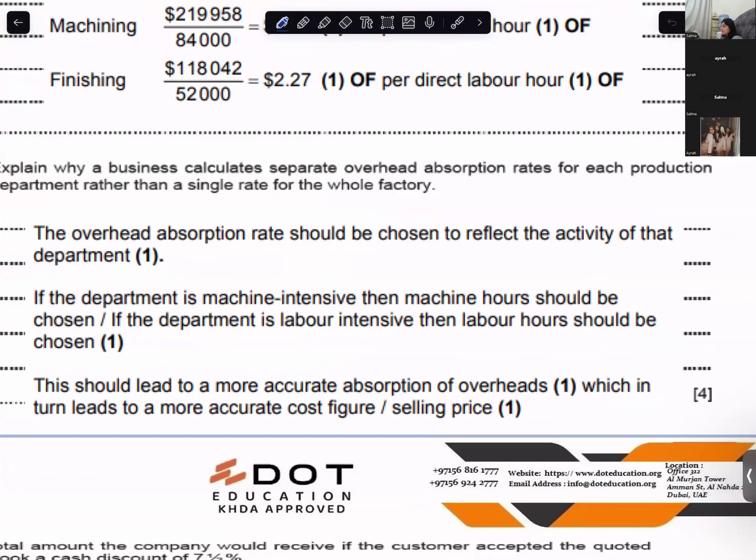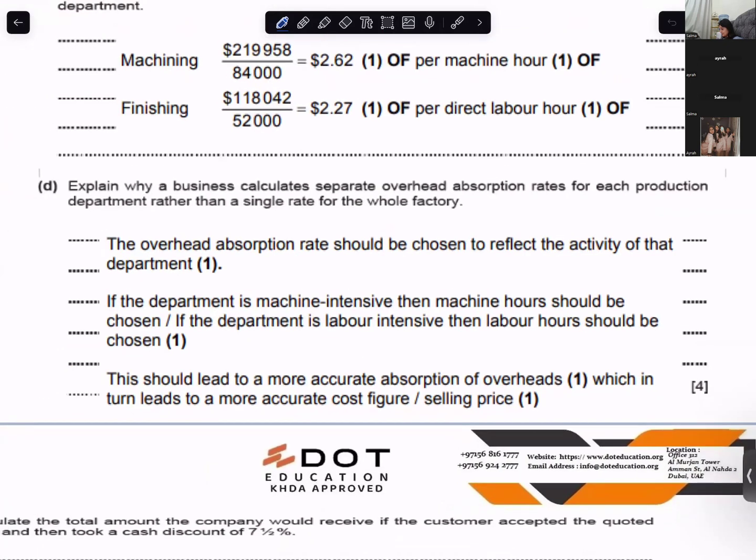Okay, so you can see my screen, the overhead. The overhead absorption rate should be chosen to reflect the activity of that department. Okay, you need to memorize these theories.